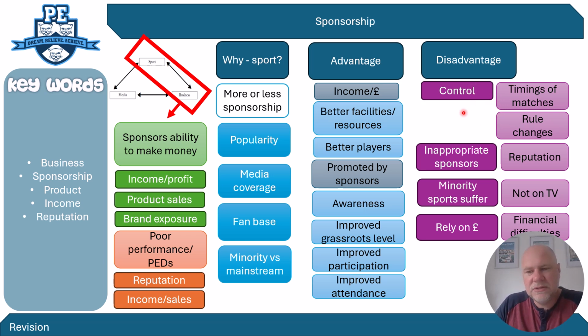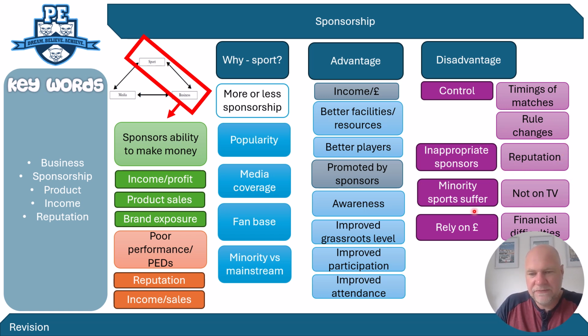And they could also impact the rule changes, so they can enforce rule changes to make the games more interesting and therefore get more sales. Sometimes there's an inappropriate sponsorship. So a fast food company could sponsor a sports team, which contradicts the nature of sport. It could be a gambling company or an alcohol company who might not necessarily be the best image for that sport. Also, a certain company might have a poor reputation, which then might impact on the sport negatively.